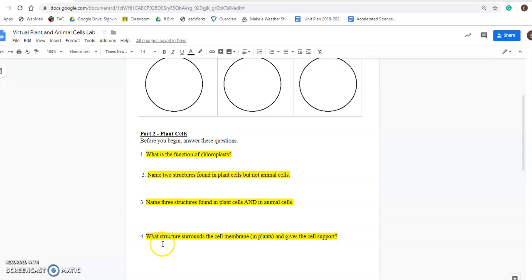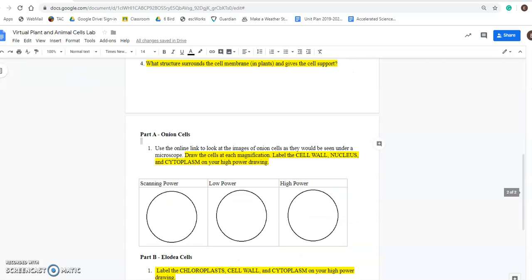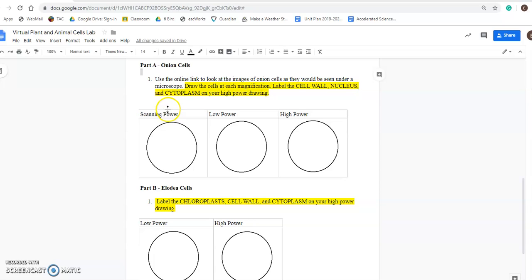And lastly, number 4, what structure surrounds the cell membrane in plants and gives the cells support? So again, you're going to turn to your plant cell page in your notebook, and there's a structure that goes around the outside of the cell membrane and gives the plant cell support. So you're going to put the name of that structure right there. When you're finished, you are going to move on to part A, onion cells.